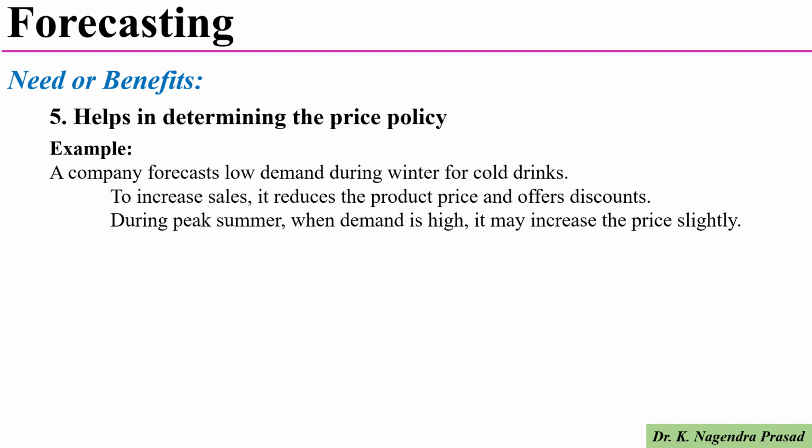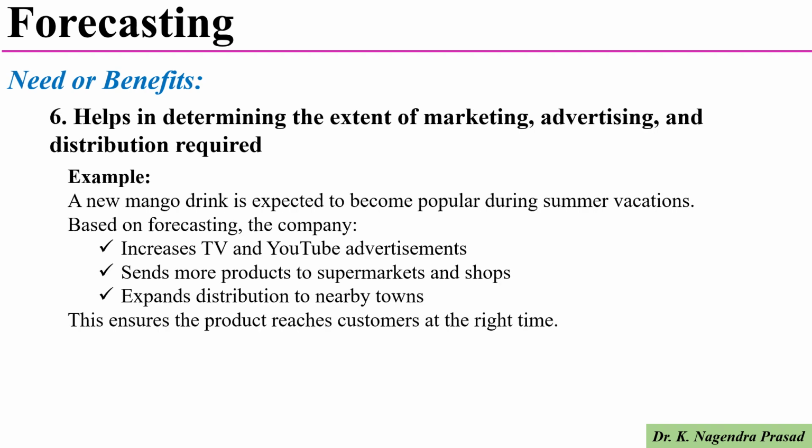And next one is that forecasting helps in determining the price policy. For example, a company forecasts low demand during winter for cool drinks. So to increase sales, it reduces the product price and offers discounts. And moreover, during the peak summer, when demand is high, it may increase the price slightly. So in this regard, forecasting helps in determining the price policy.